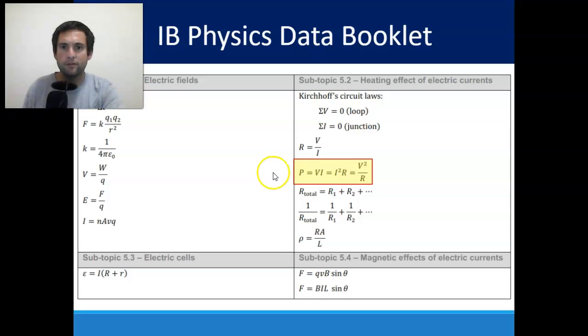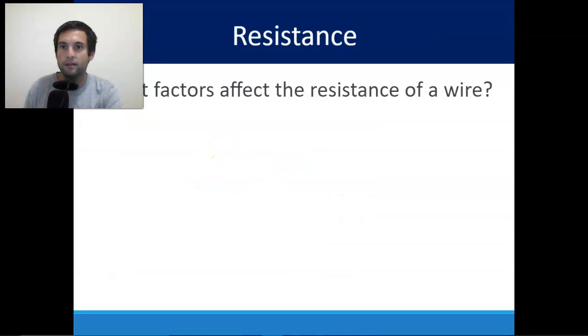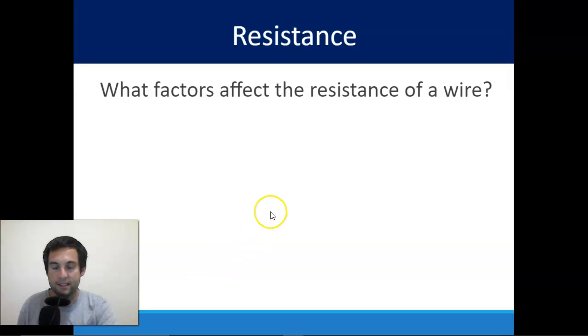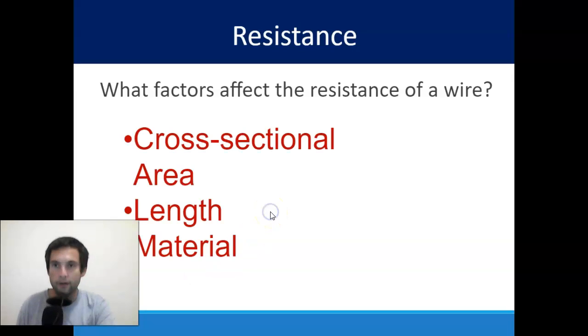Data booklet relevance, here's our power, 3 equations. Again, you can rearrange these as you need. Alright, so what factors affect the resistance of a wire? We have the cross-sectional area, the length, and what the material is made out of.